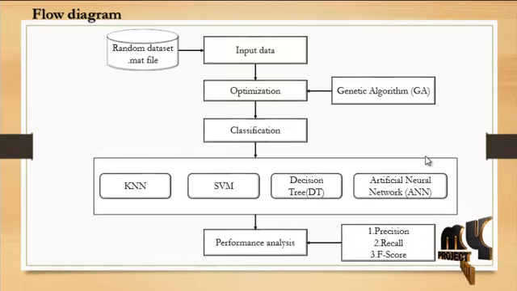Let us discuss the flow diagram of the process. This is the overall flow diagram. Here we are using a random data set in a .mat file, similar to an Excel sheet format, as the input data. In this step, the input data is obtained randomly by using the mat file.